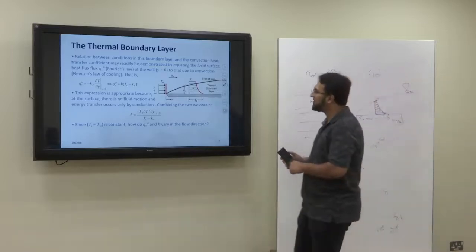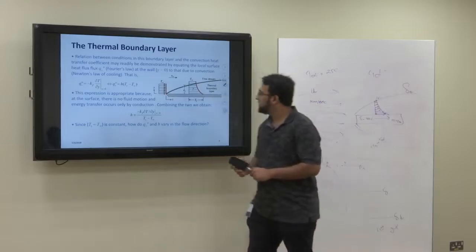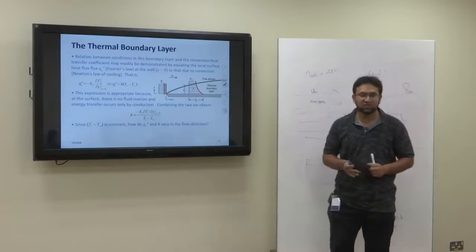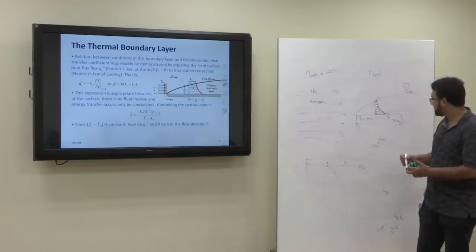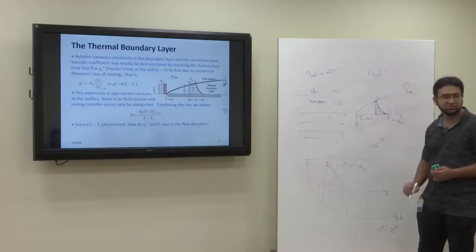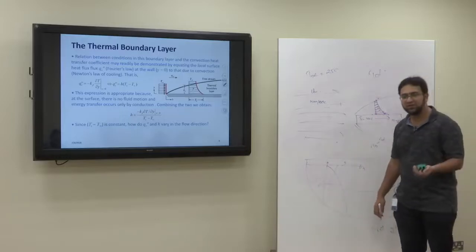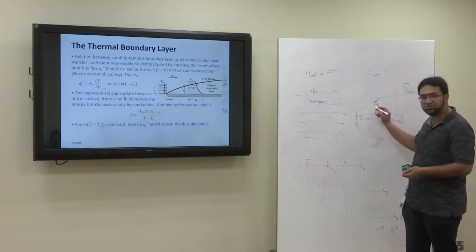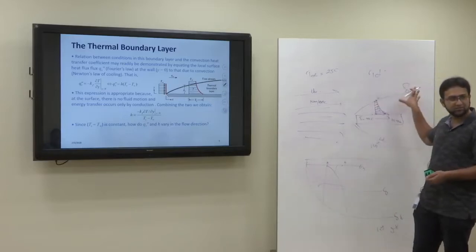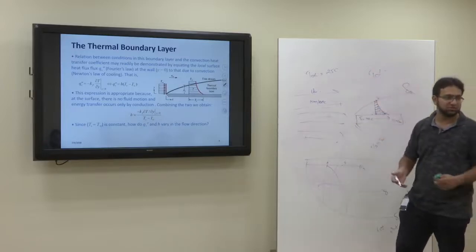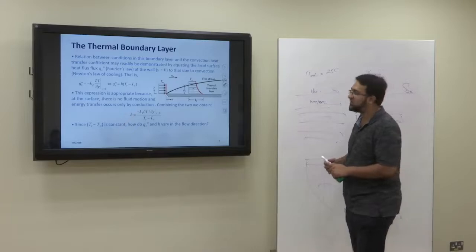Okay, so basically, if we want to know the amount of heat transfer at the surface, the amount of heat conducted out equals the amount of heat convected. Conduction equals convection is the actual amount of heat transfer which is taking place.